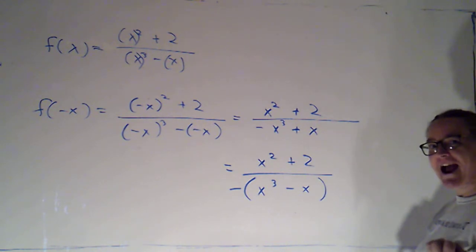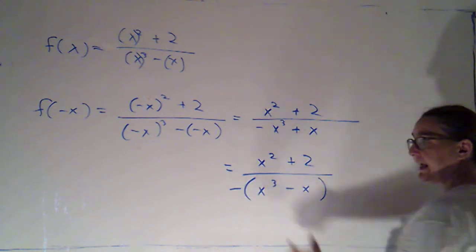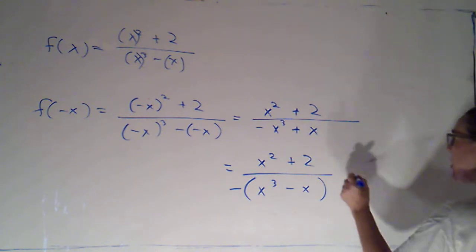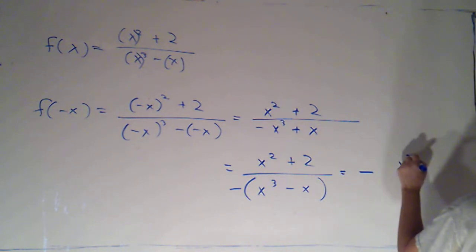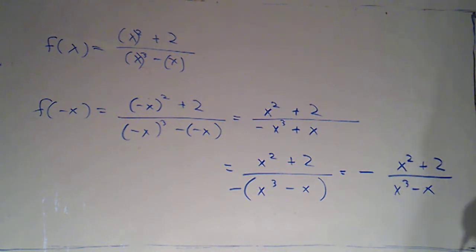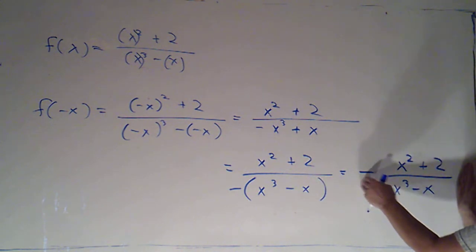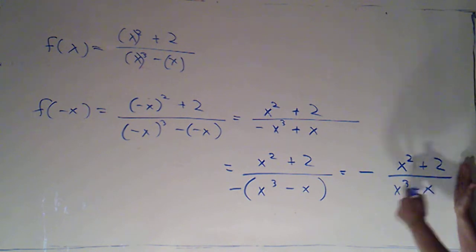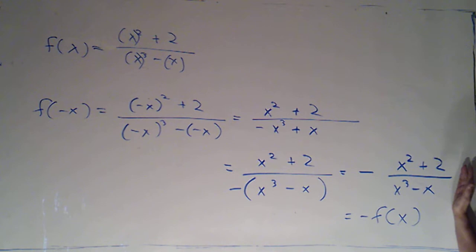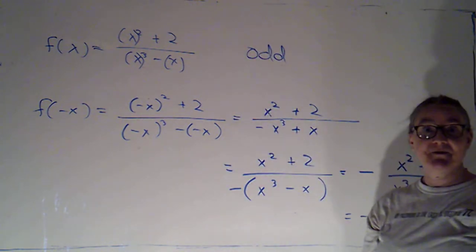But remember, with a fraction, if you have the opposite of a fraction, you can associate that negative sign with one of three things. You can put it with the top, you can put it with the bottom, or you can just bump it to the front and associate it with the entire fraction. So having the same top but the opposite bottom means I'm getting the opposite fraction. So this is giving me the opposite of f of x, and so this function here is odd.